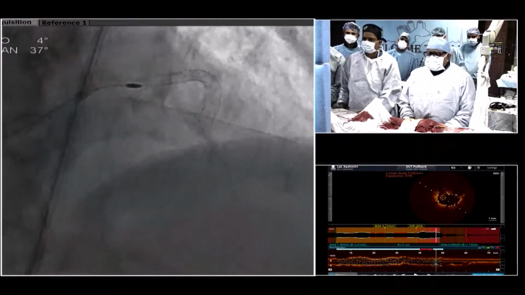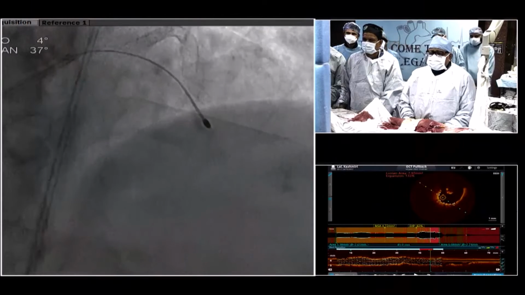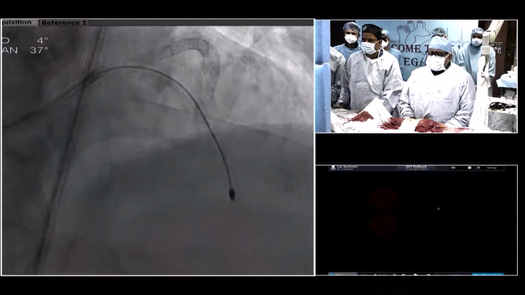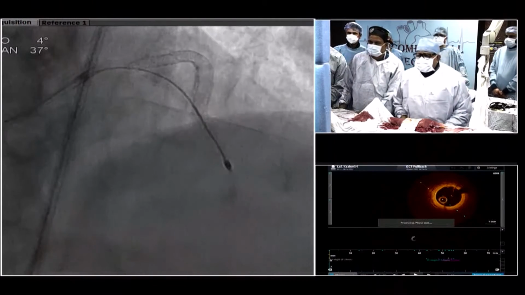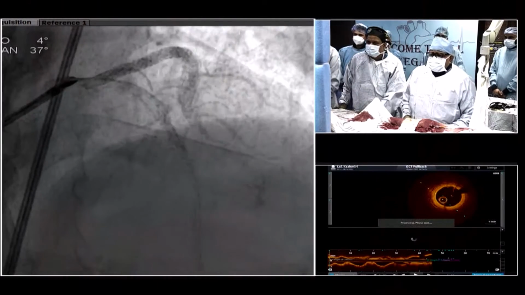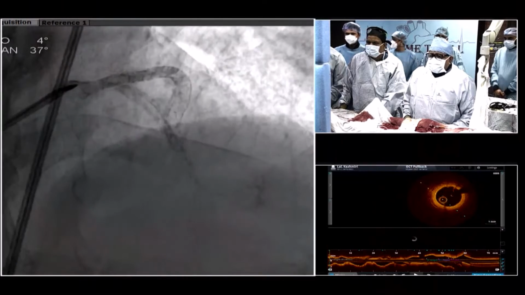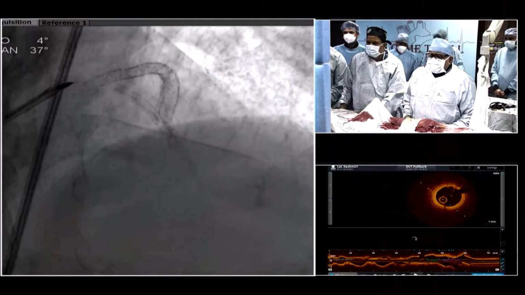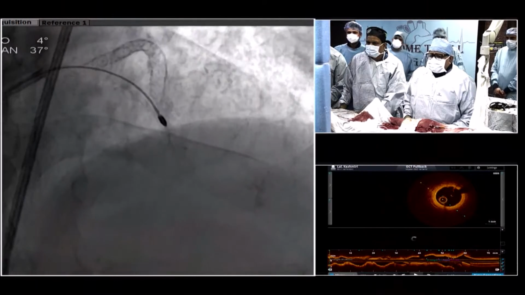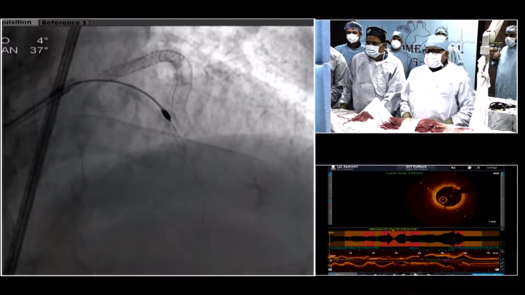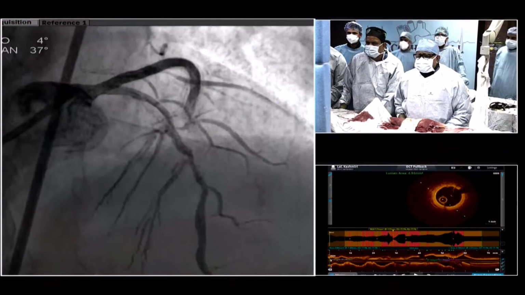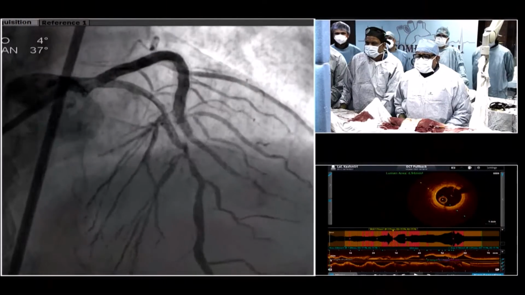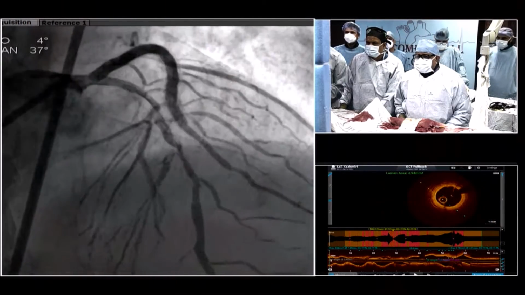Next view. So this is the point where we had some resistance. Ultimately, we could pass through the rotaburr of 1.5. Next view. And this is the TIMI 3 flow across the LAD. Next view. This is the finishing run across the LAD. Next. And this is what we have achieved after the rotablation.